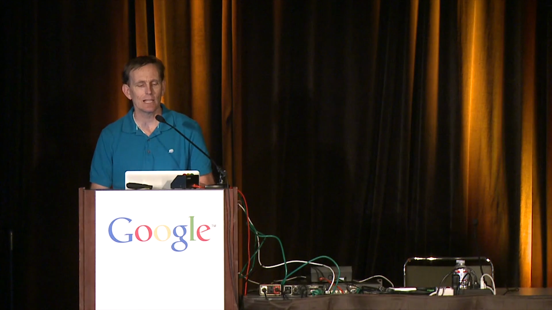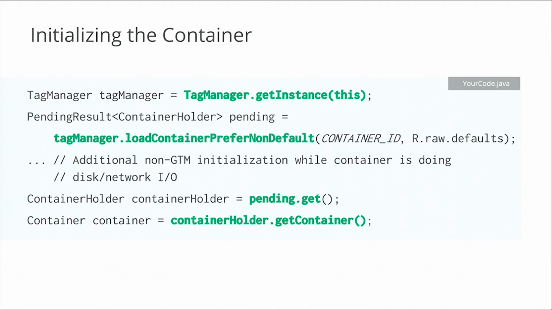Okay, let's look at what that looks like. You initialize your container. When you initialize a container, you provide two important pieces of information. One is the container ID, and that's provided when you create the container. And the second is the location of your default container within your application. Okay? And that's used, again, when we have not yet downloaded a container from the network.